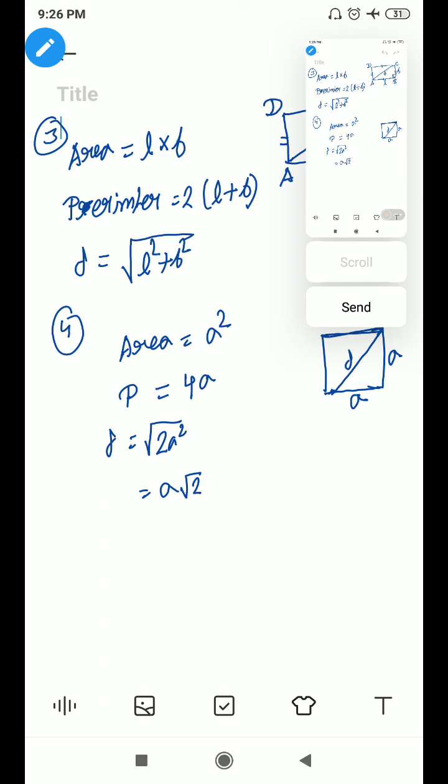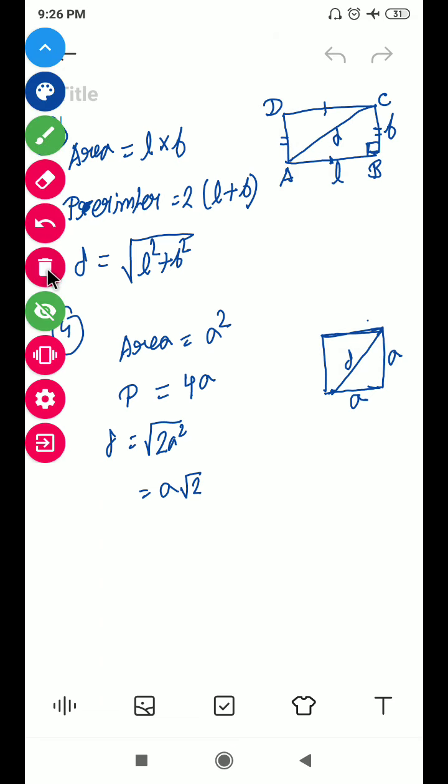Now go to our fifth formula. So fifth formula is given here, parallelogram. So what is a parallelogram? If in a quadrilateral opposite sides are parallel and equal, this type of figure is called a parallelogram. These opposite sides are parallel. And how to find out the area of this parallelogram? Area is equal to base into height.